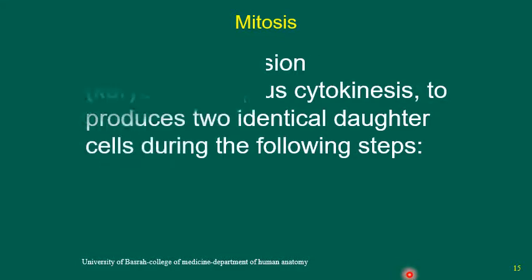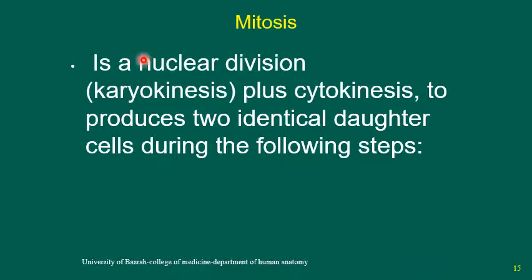After the cell prepares itself in interphase, it exits interphase and enters mitosis. What is the meaning of mitosis? Mitosis is the nuclear division and cytokinesis to produce two identical daughter cells through many steps.